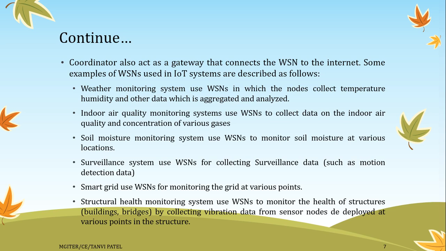Moisture monitoring systems use wireless sensor networks to monitor soil moisture at various locations. Surveillance systems use wireless sensor networks for collecting surveillance data such as motion detection data. Next, smart grid uses wireless sensor networks for monitoring the grid at various points. Last one, structural health monitoring systems use wireless sensor networks to monitor the health of structures, that is buildings, bridges, etc. by collecting vibration data from sensor nodes deployed at various points in the structure.